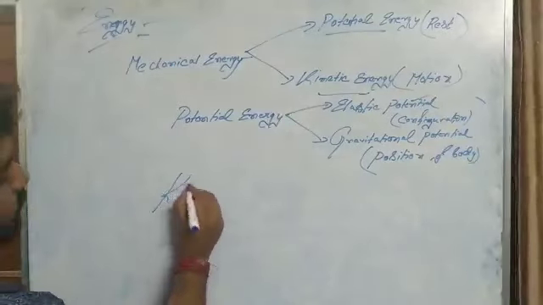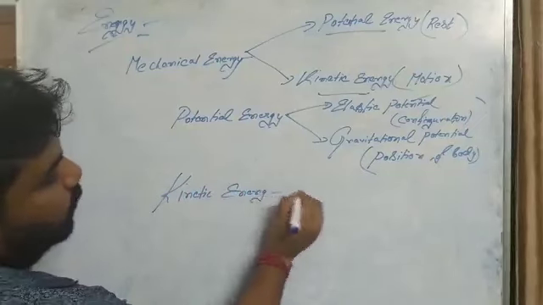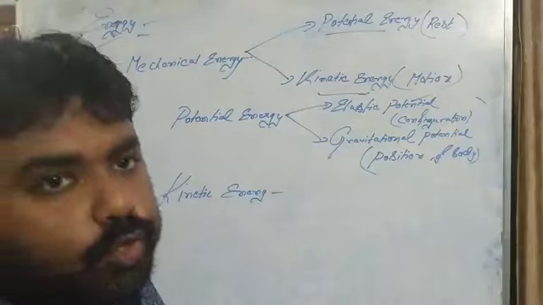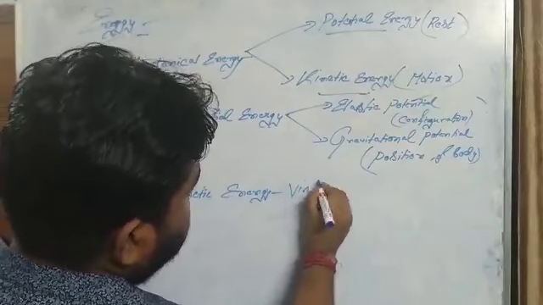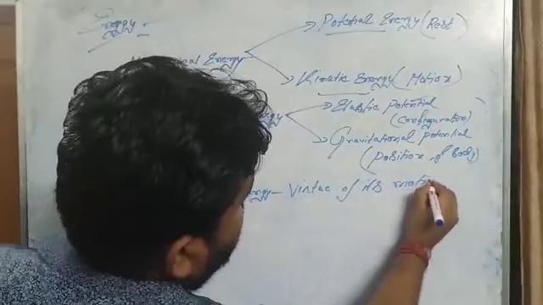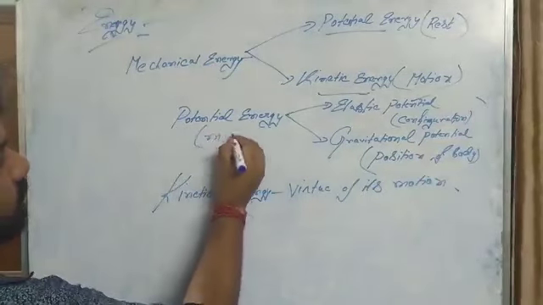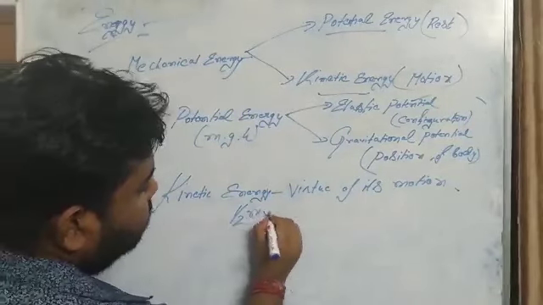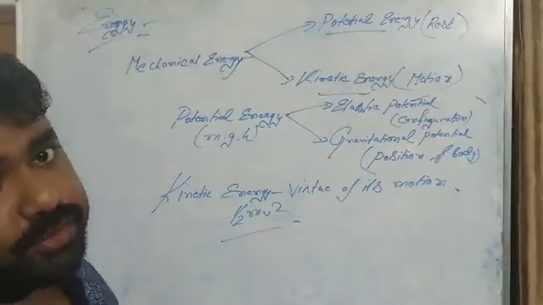Kinetic energy. We know that kinetic energy is the energy possessed by a body by virtue of its motion. The formula of potential energy is mgh, and the formula of kinetic energy is half mv square. Now, how will we derive the formula of potential energy as well as kinetic energy?